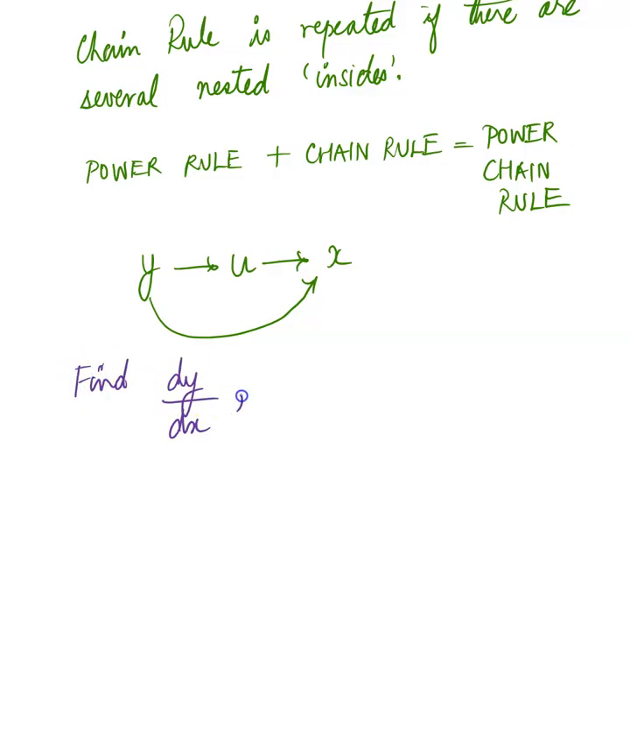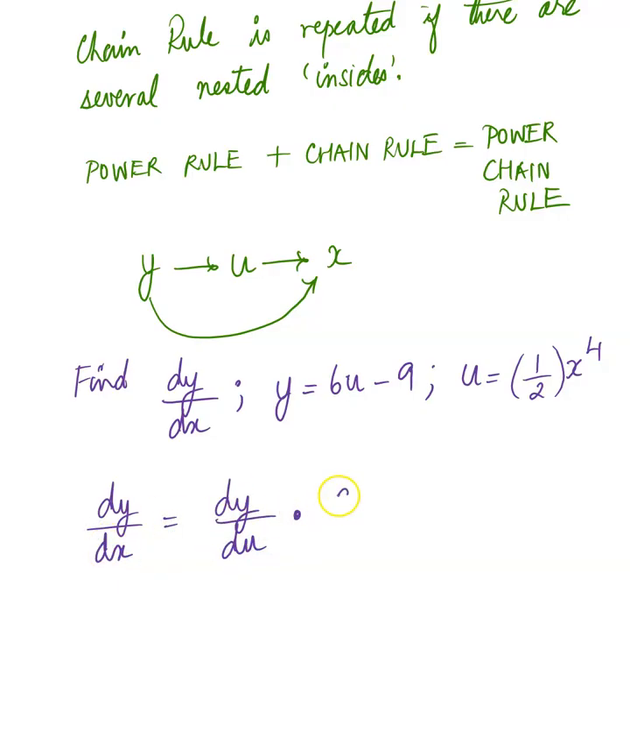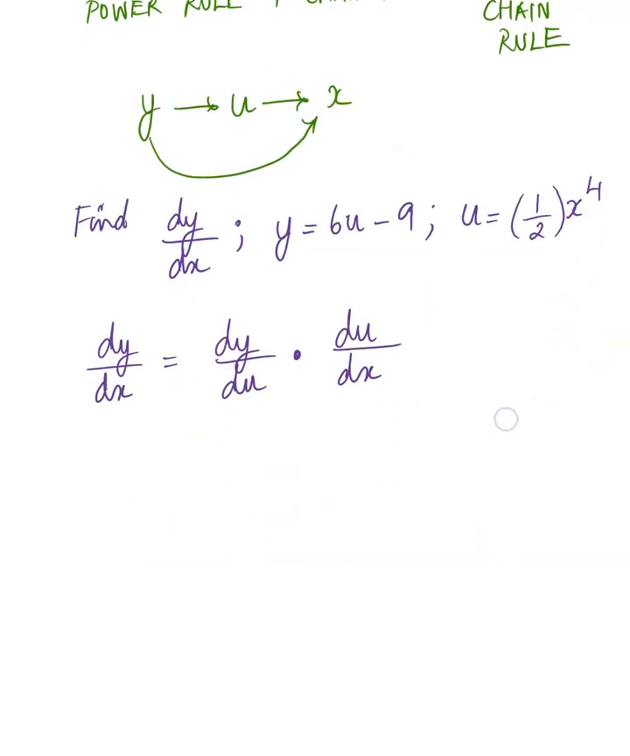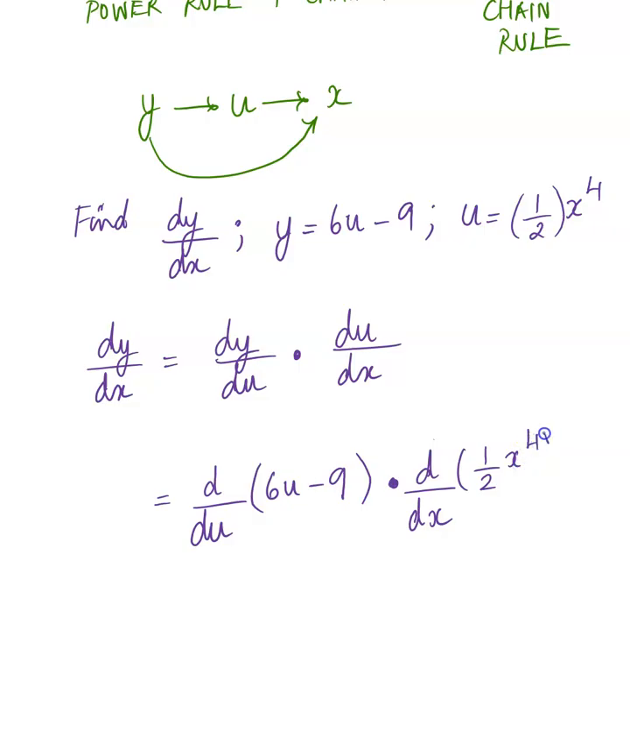Find dy over dx, and you'll be given y in terms of u, 6u minus 9, and then u in terms of x. As we see here, it is half x power 4. So we know that dy over dx will be dy over du times du over dx. Okay, dy over du, I just want to write it a little more explicitly. So the y, I'm replacing it with 6u minus 9. Again, this 9 and the A and all these things are always to be watched out for because we don't want to misunderstand our numbers and letters. Okay. Times du over dx, and u is replaced by half x power 4.